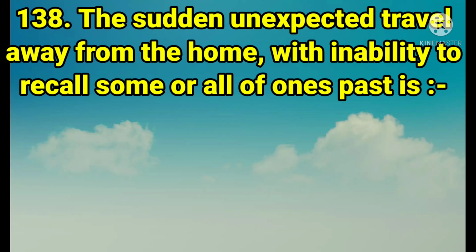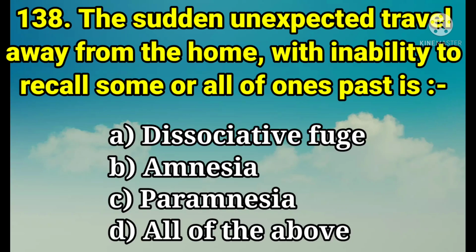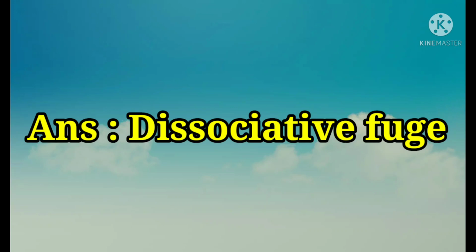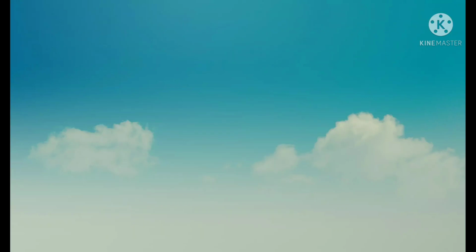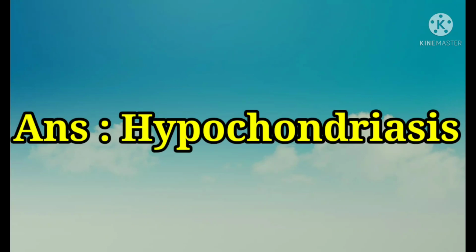The next question, the sudden unexpected travel away from the home with inability to recall some or all of one's past is. The options are dissociative fugue, amnesia, paramnesia and all of the above. And the answer is dissociative fugue. The next question, expression of excessive anxiety about physical concern is. The options are hypochondriasis, dissociation, dysthymia, conversion. And the answer is hypochondriasis.